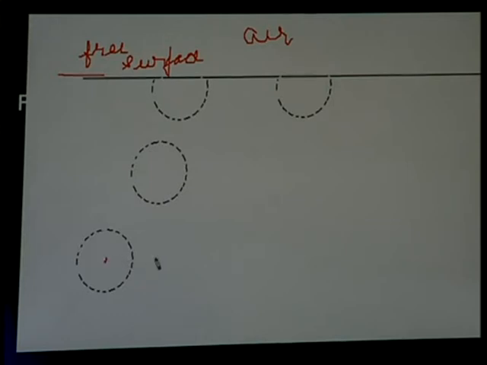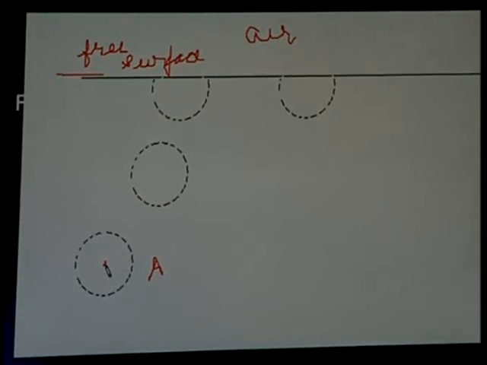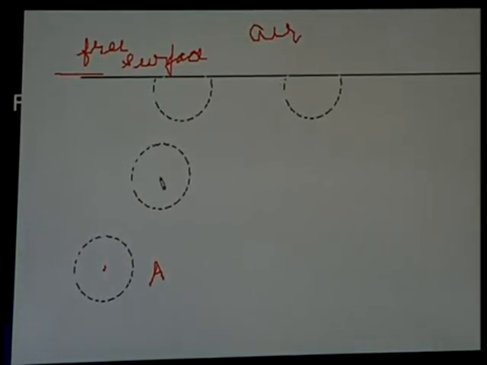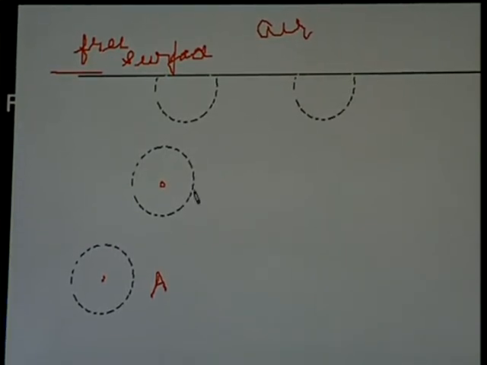at this point, which is at A position, this molecule is surrounded by the same molecules. So the force will be the same and this molecule A will not be subjected to any unbalanced force. Similarly, the B molecule will also not be subjected to any unbalanced force.